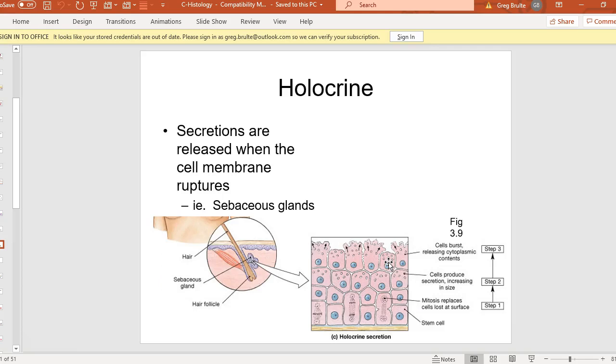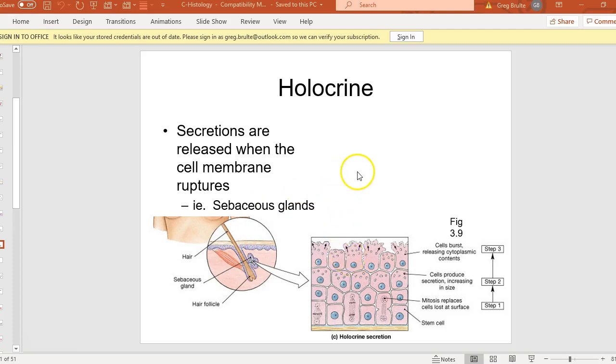Holocrine, that's where the entire cell ends up lysing and bursting, and everything that's in that cell goes out the little duct onto an epithelial surface. In this case, it's a hair shaft. So everything, nucleus, mitochondria, lysosomes, centrioles, everything that's in there ends up in that secretion. So that's why your hair will get oily after a while if you don't wash it. It's because these sebaceous glands are constantly putting their product onto it.